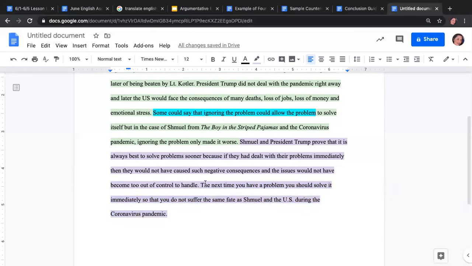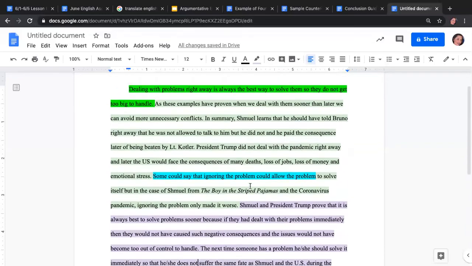If you don't want to, though, you could say something like, the next time someone, right? So this is how I'm making it, like, not first or second person. Someone has a problem, he or she or they, or just depends. I'm going to do he, she, should solve it immediately so that he or she does not suffer the same fate as Schmoll and the US during the coronavirus pandemic. So that's how you can just easily make something into third person, which is more formal.